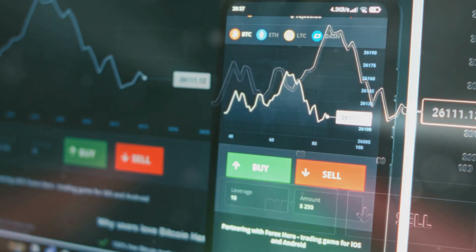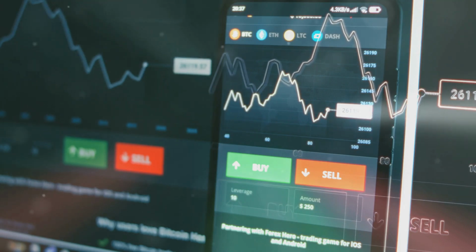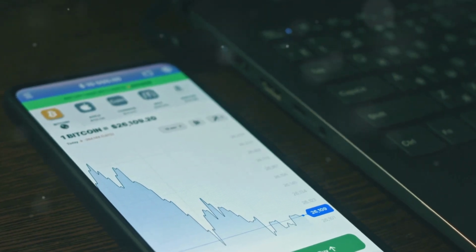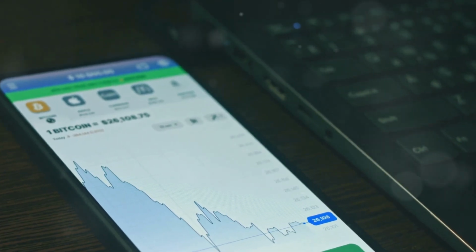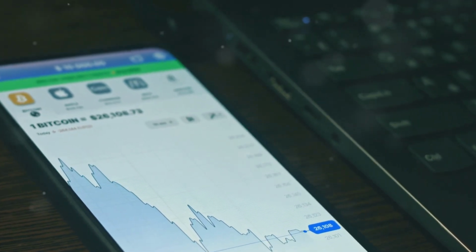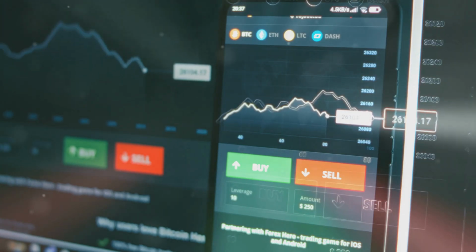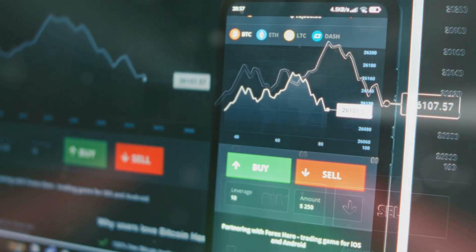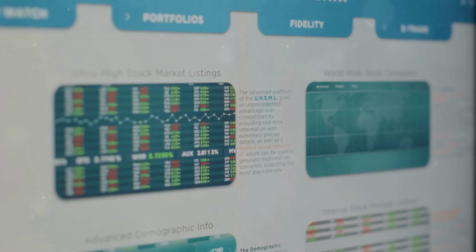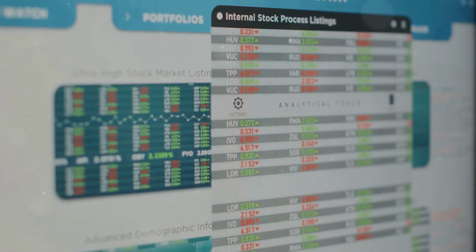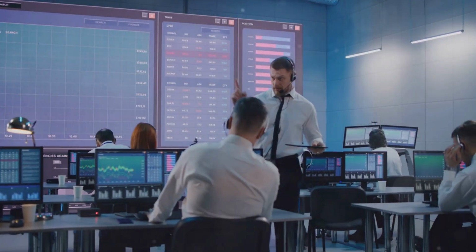Example 1. A call option with a $2 premium and a $50 strike price has an intrinsic value of $1.50 when the stock price is $51.50, making the time value 50 cents. Example 2. A put option with a $3 premium and a $30 strike price has an intrinsic value of 0 when the stock price is $32, making the time value $3.